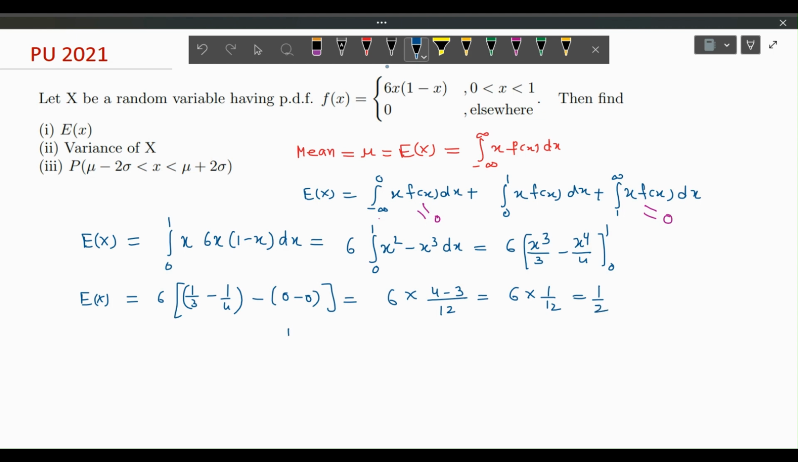So expectation of x, which is mu, is 1 half. Okay, this is our expectation.